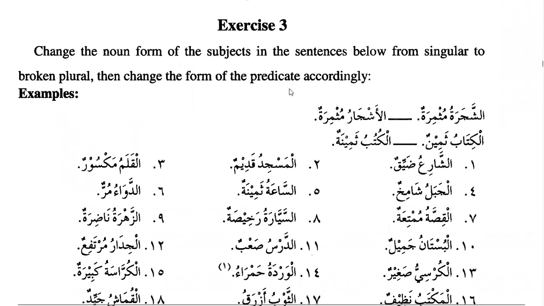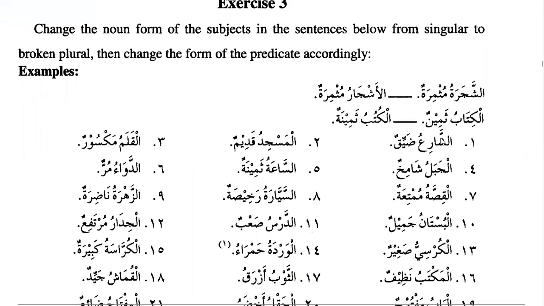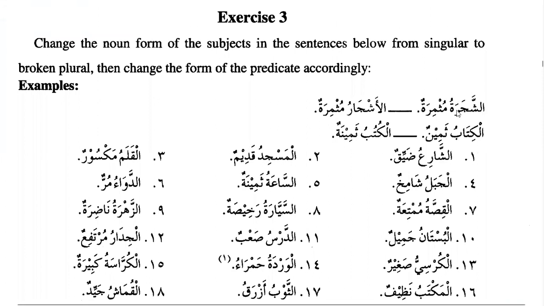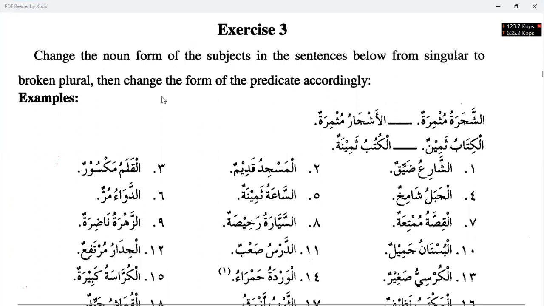Change the noun of the subject in the sentences below from singular to broken plural, and change the form of the predicate. You just need to make them plural. All of them are broken plurals. Ash-shajaratu muthmiratun, the tree is fruitful. Al-ashjaru muthmiratun, the trees are fruitful. So for a non-intelligent plural, we use singular feminine. Al-kitabu thaminun, the book is expensive. Al-kutubu thaminatun, the books are expensive. So you need to make them plural.